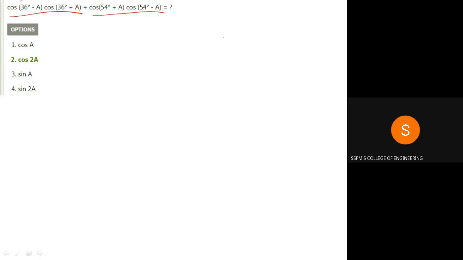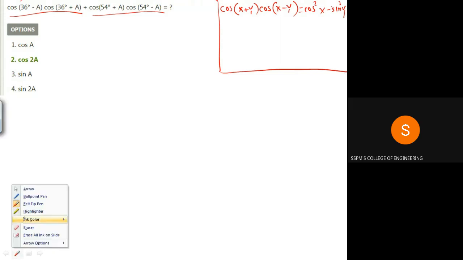So I will write the formula for solving this equation here. What is cos(x + y) into cos(x − y)? It is cos square x minus sin square y. Cos square x minus sin square y. This is the formula that you need to solve this equation. I will highlight now the part that you are going to solve.